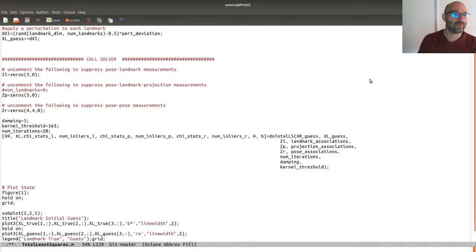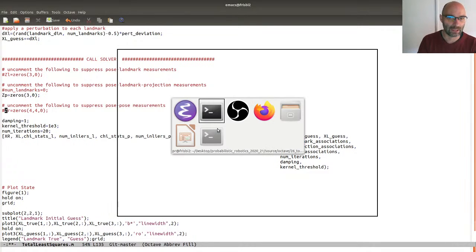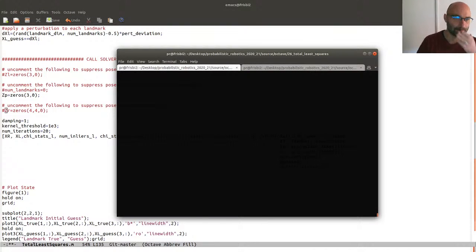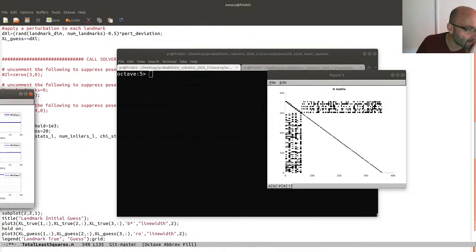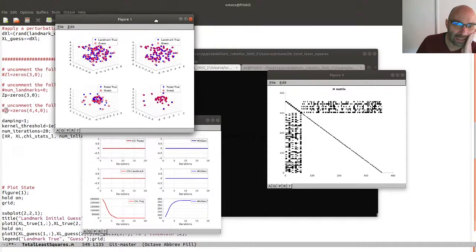Would we like to have a problem with landmarks, no projections, and odometry? Okay, no landmarks. Okay, so this is to suppress. So in case we uncomment this line, we are clearing a measurement vector, and so the class of measurements will not be considered. Okay, and let's see what happens. I invite you to run the program together with me, and this is the outcome.